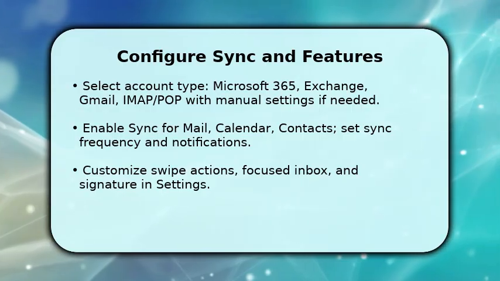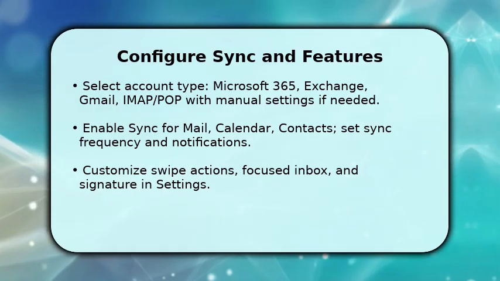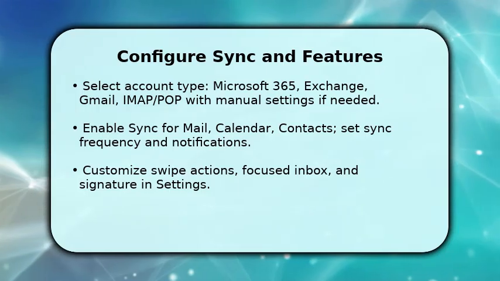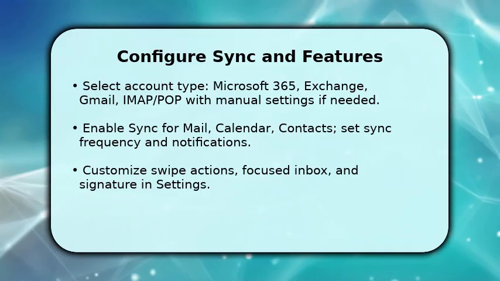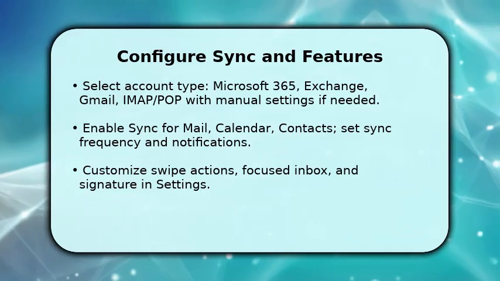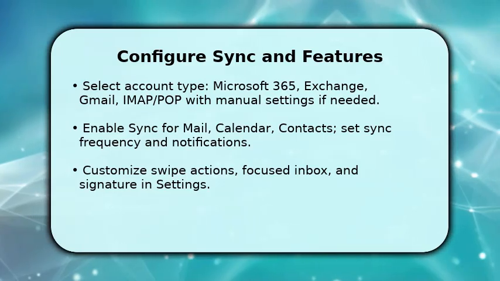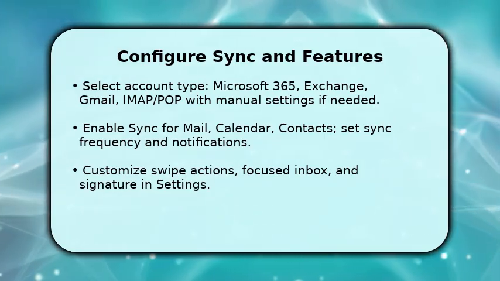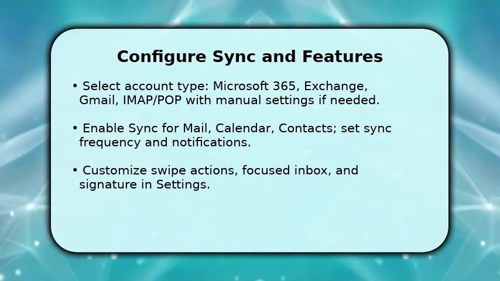After sign-in, confirm the account type. Use Exchange or Microsoft 365 for full sync. Choose IMAP/POP only if necessary and enter server details. Make sure Mail, Calendar, and Contacts sync are enabled so your data stays current. Set a sync frequency that balances battery and immediacy. Then open settings to customize swipe actions, focused inbox, and your signature, because these small adjustments speed triage.